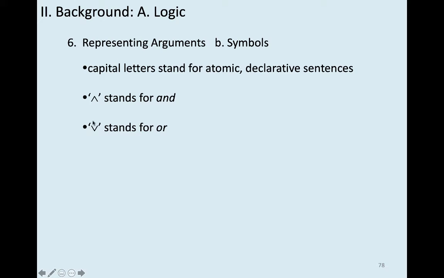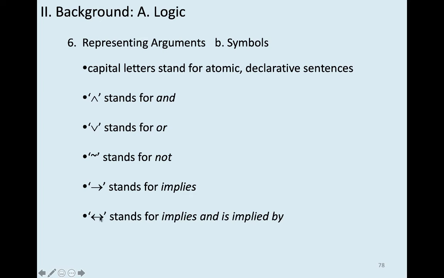The V stands for or. So if I wrote P or Q, that would be my sweater is green or my sweater is large. This little tilde symbol stands for not. So if I wrote not P, that would be my sweater is not green. And the arrow stands for if then. So if I wrote P then Q, I'd be saying if my sweater is green, then my sweater is large. When you do the arrow in both directions, it's saying P implies Q and Q implies P. So it's like saying if my sweater is green, then it's large, and if it's large, then it's green. And then you can use parentheses to group propositions.